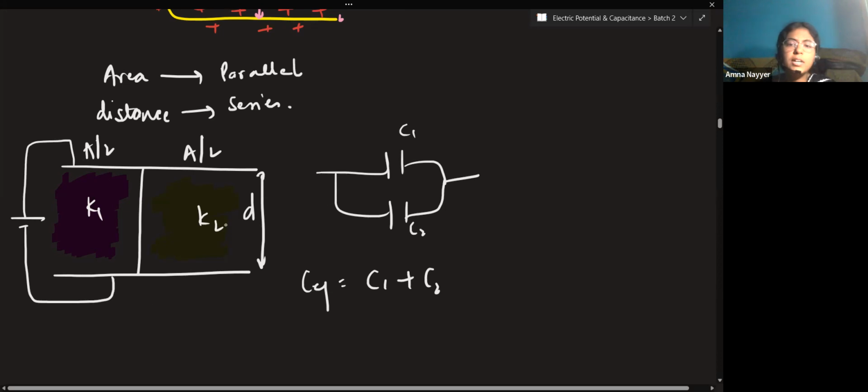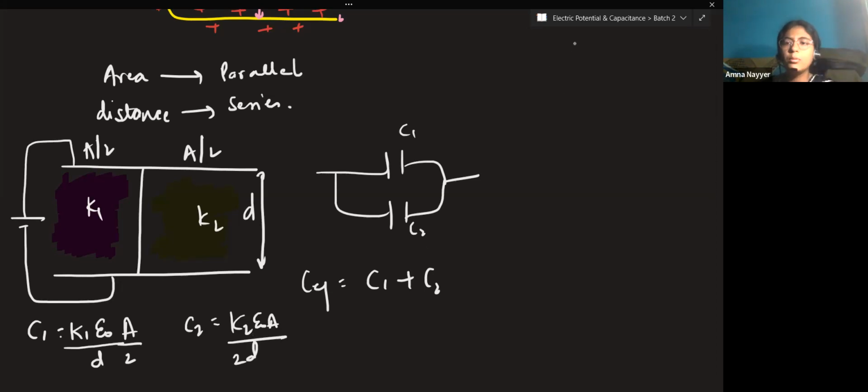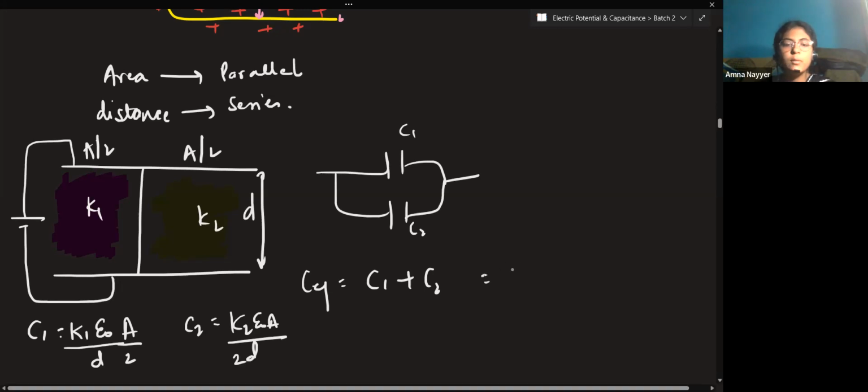Now, how do I write C1? It is epsilon naught A by D for air. If the dielectric slab completely fills, it becomes K epsilon naught A by D. So C1 is K1 epsilon naught, area A by 2, then D. This is C1. Similarly, C2 will be K2 epsilon naught A by 2D, where A by 2 is the area and D is the separation. So add both of them. C equivalent will be K1 epsilon naught A by 2D plus K2 epsilon naught A by 2D. So from here you can do one thing.